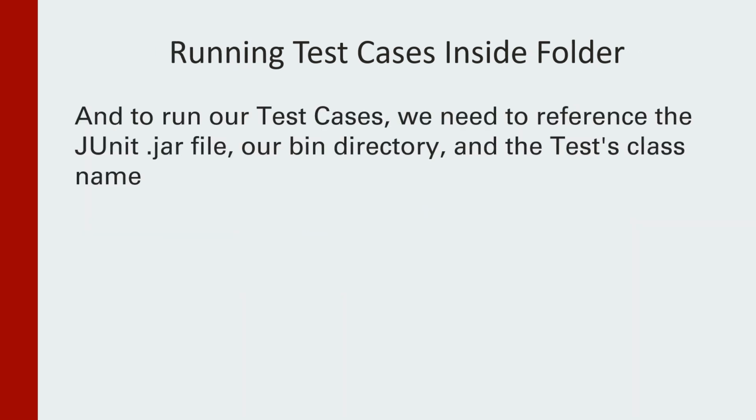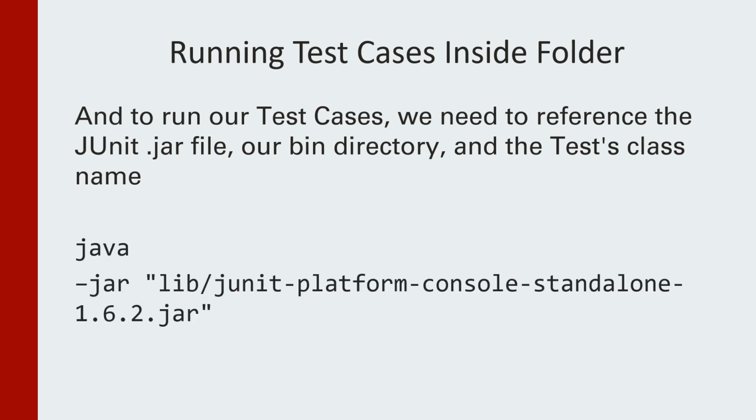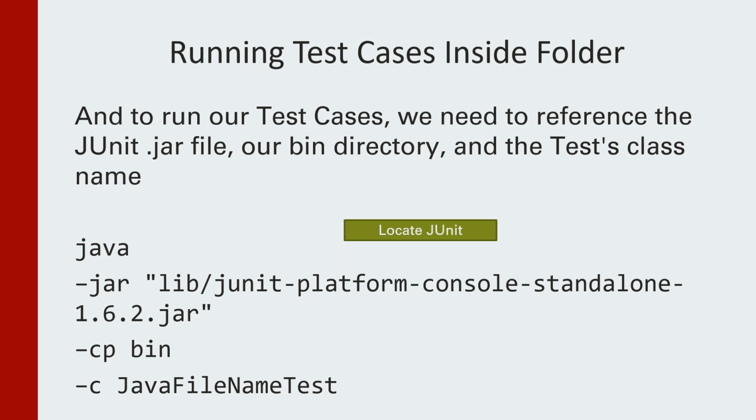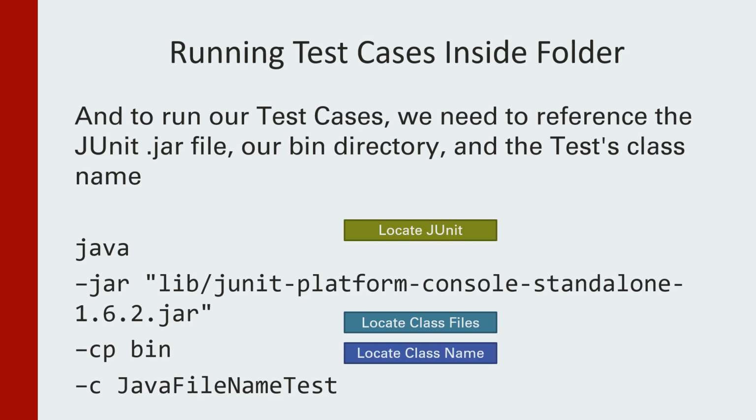Now, finally, you need to run the test cases, which requires you to reference the JUnit jar file, the bin directory, and the test's class name. You'll do that with java -jar, and then in quotes, lib/your jar file name, -cp bin, -c your file name Test. So the jar helps you find JUnit and locate the class files, which are in bin, and then it will tell you what the actual class name is.